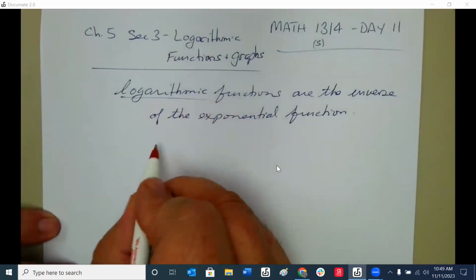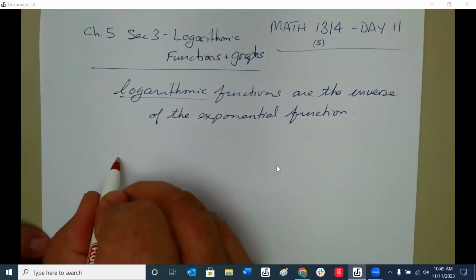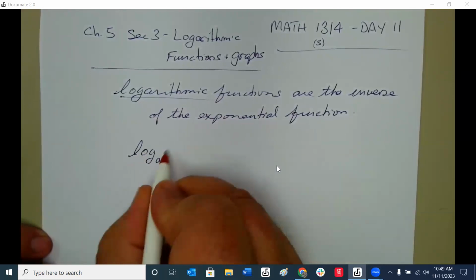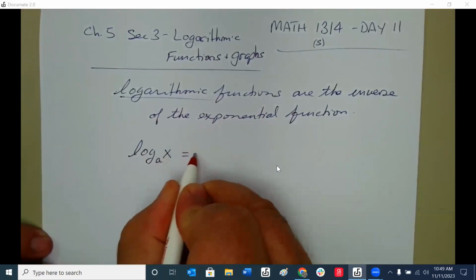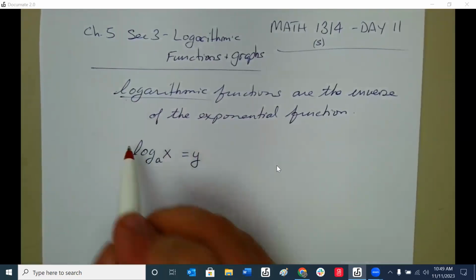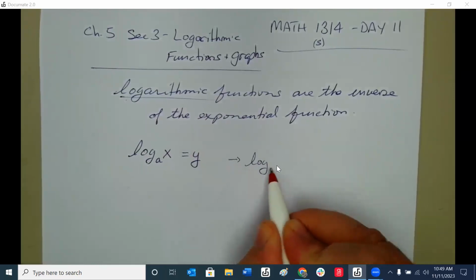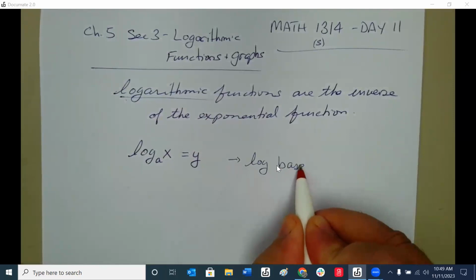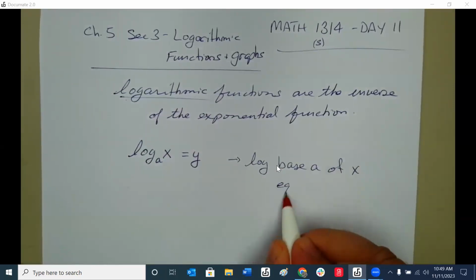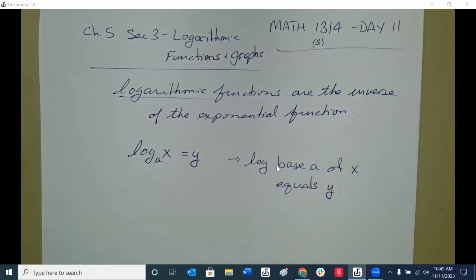Okay, logarithmic equations, we abbreviate it as log. This is how we abbreviate logarithmic functions. This is read log base a of x equals y.